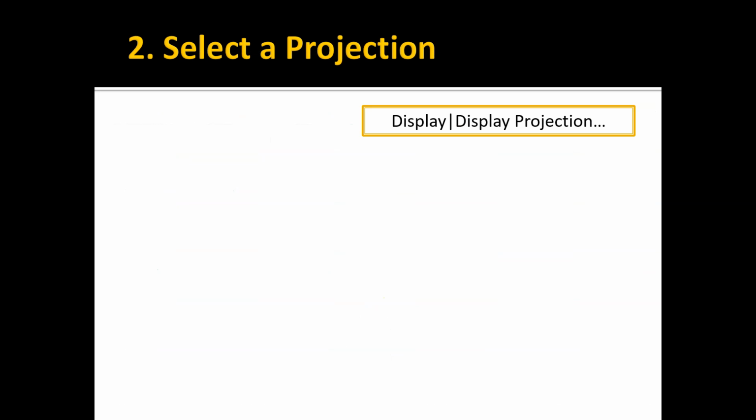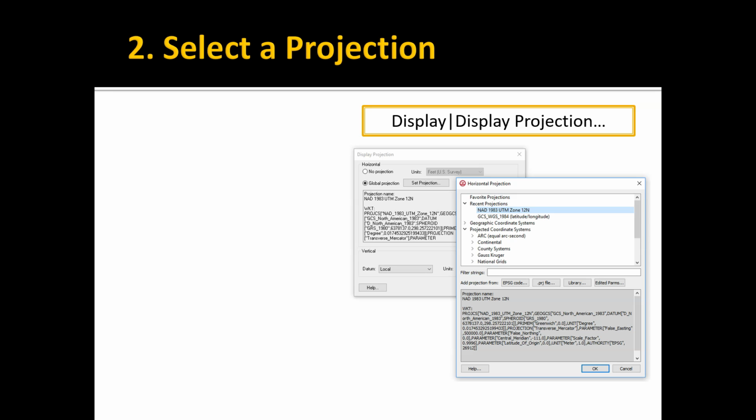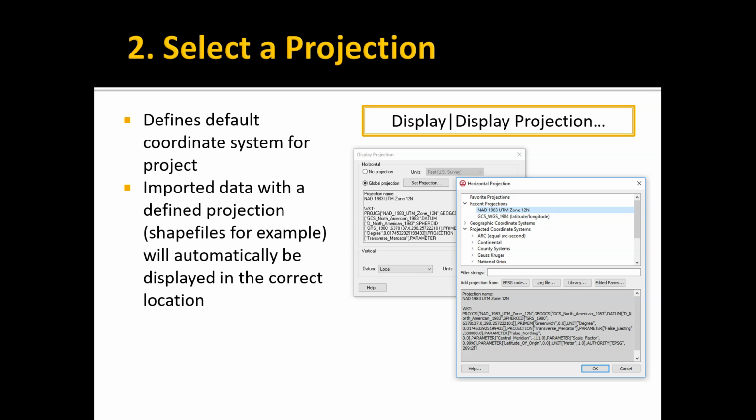Okay, step number 2, select a projection. If you go to the display menu and select the display projection command, this will bring up the display projection dialog where you select a projection. And this defines the default coordinate system for your project. And then when you import data with, let's say, a different projection, knowing what your preferred projection is, it will automatically display it in the correct context.